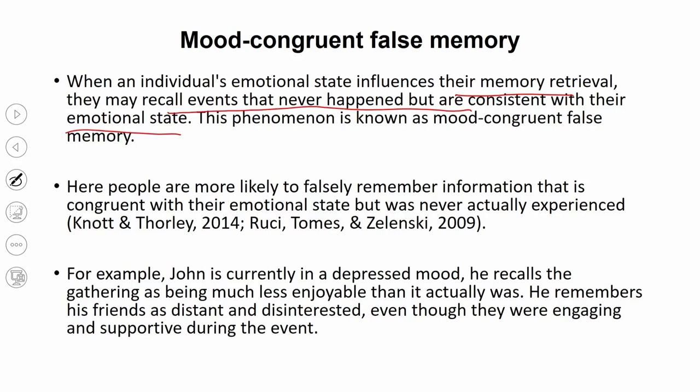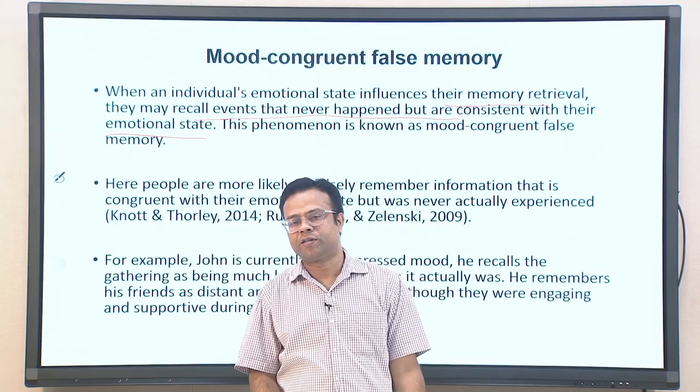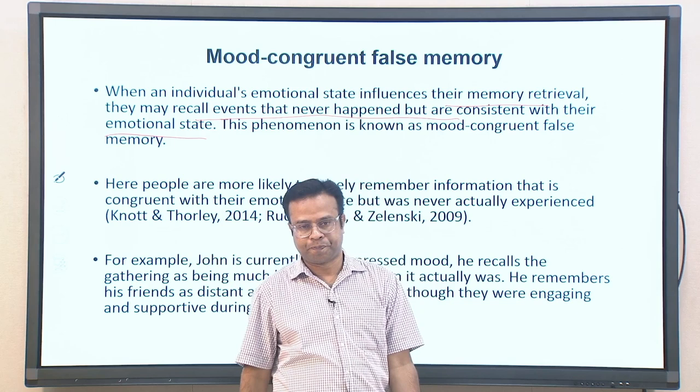Sometimes they can recall things which are not at all actually there, but it is because of their present emotional state that they recall something which was not there. This is called false memory, but it is mood congruent false memory. It is the mood that is inducing the retrieval of some information which was actually not there. So, that is called a mood congruent false memory.